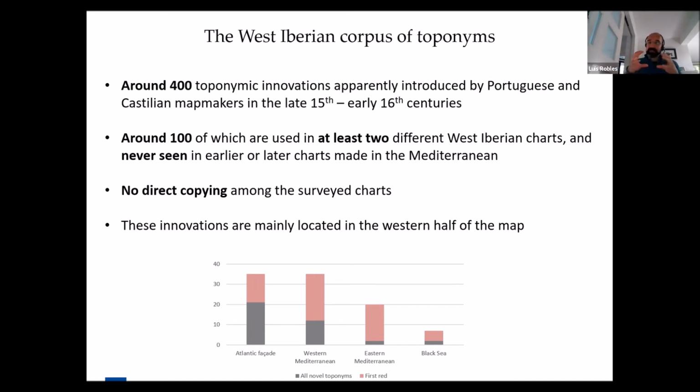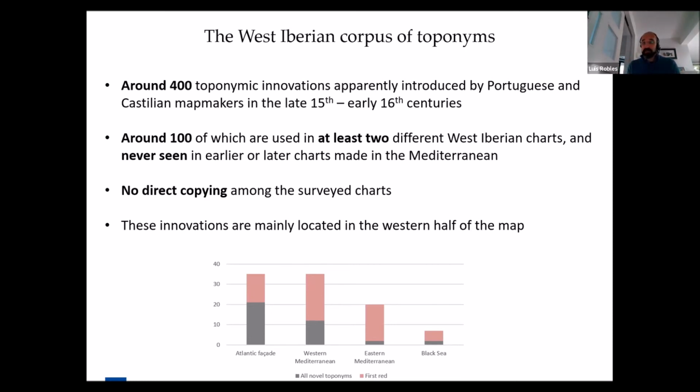And so with that more restrictive definition, I still find around 100 toponymic innovations. So that 100 is what I call the West Iberian corpus of toponyms. It's a corpus, and I don't know how it was embodied, but somehow all these authors drew from that common corpus and used them to different extents for their works.